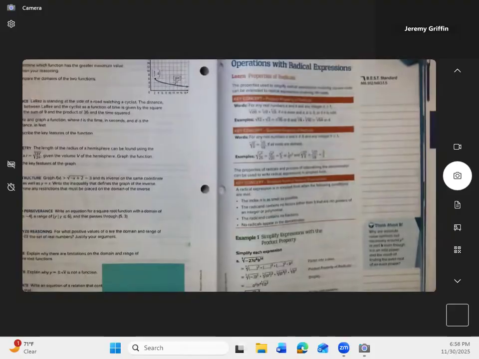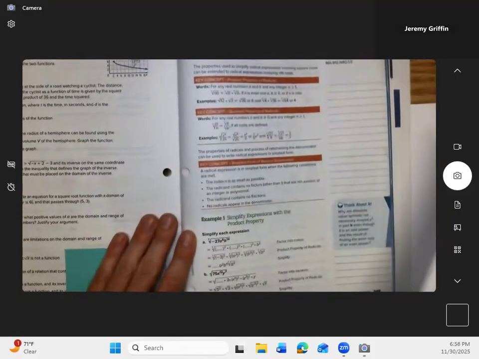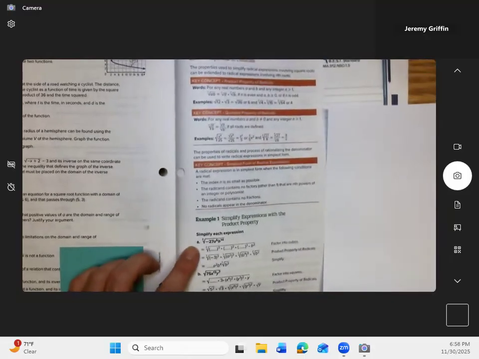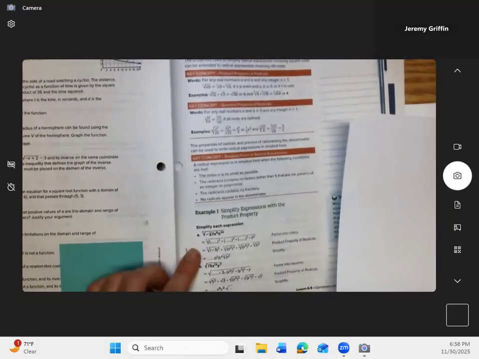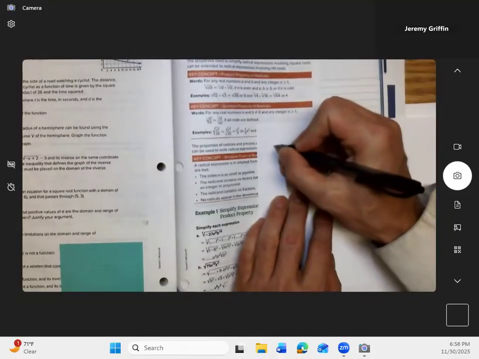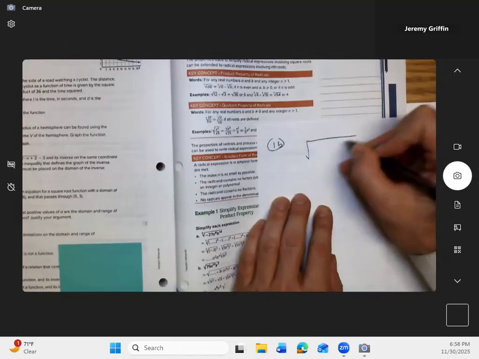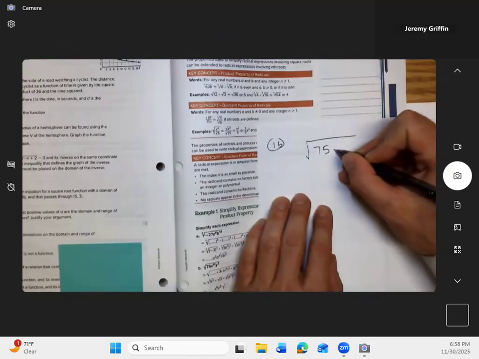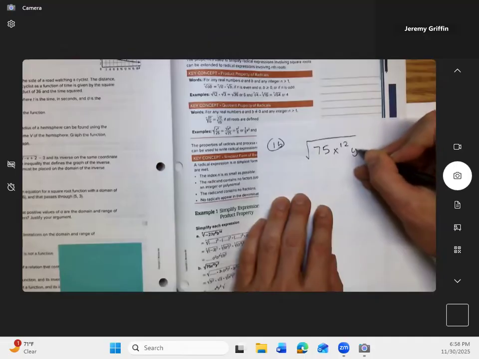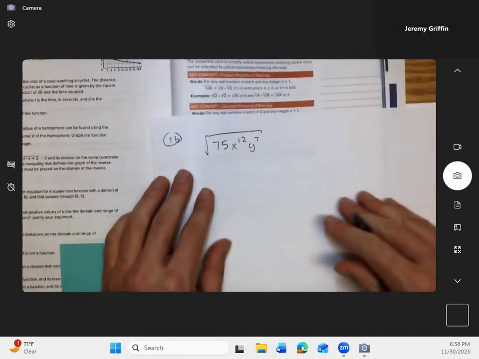Start with these examples right here. So example one. Well, I'm going to do B first, and then I'll cut back to A, because B is a square root, A is a cube root. So why not? Okay, so example 1B, we got the square root of 75, x to the 12, and y to the 7.